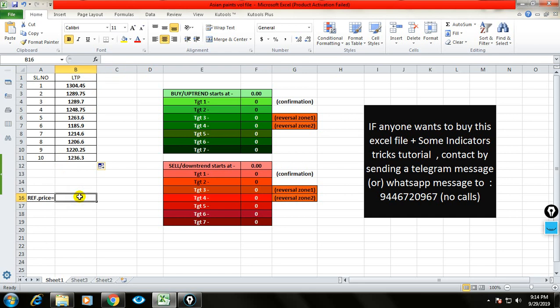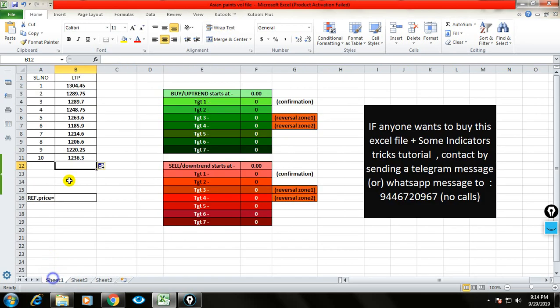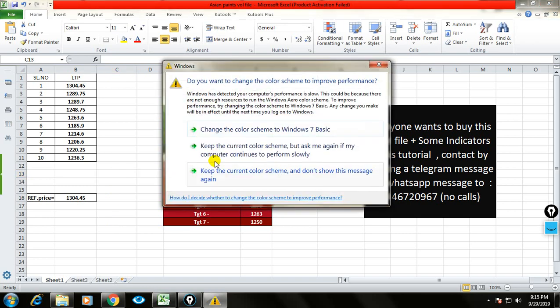Now we have to input the reference price. Reference price is nothing but the previous day's closing price. We are calculating the levels for 27th September 2019. We are backtesting the levels for 27th September, so the previous day here is 26th. The closing price of 26th September is 1304.45. We are just going to type in here 1304.45 and click somewhere else. Now the levels are automatically generated.